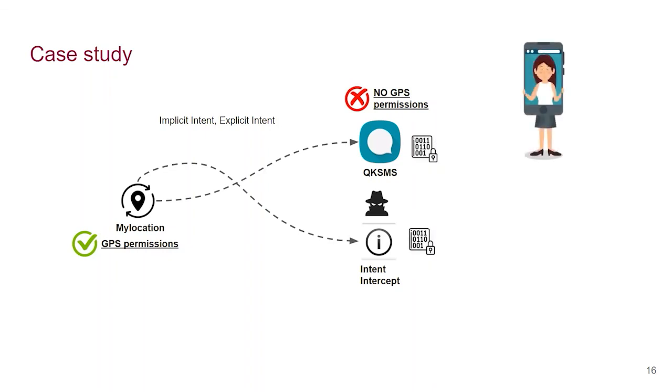Now, if the user grants the GPS permission to these apps, that means the user thinks they are trusted for getting GPS. Then next time they will get the intent with raw GPS data from My Location. So our approach works. Interception, eavesdropping, and permission escalation attacks are mitigated.